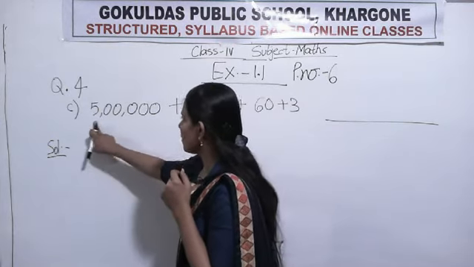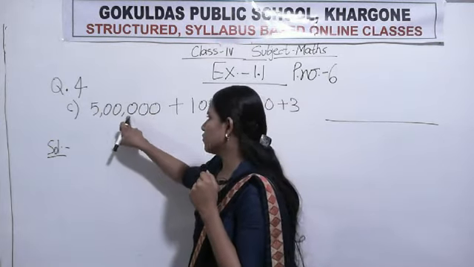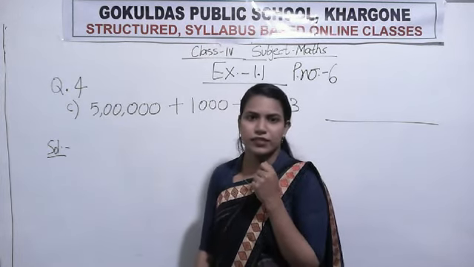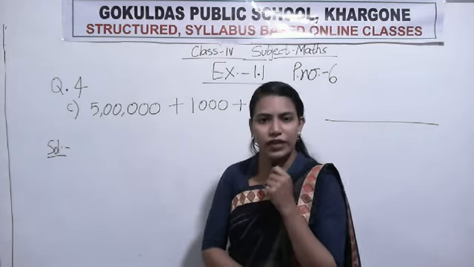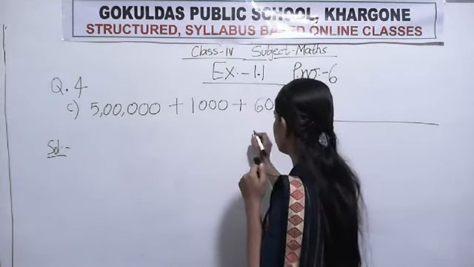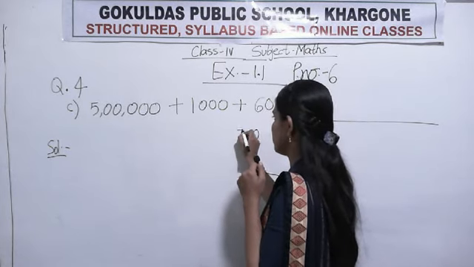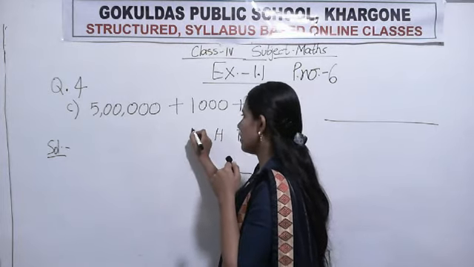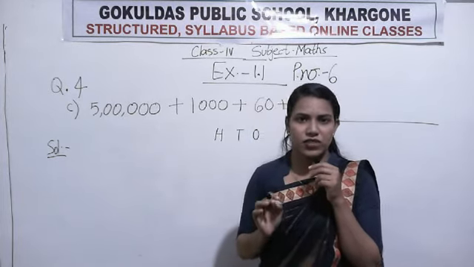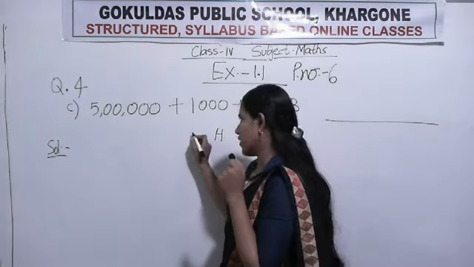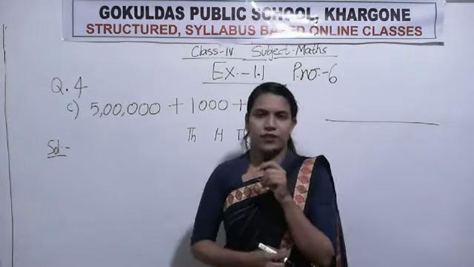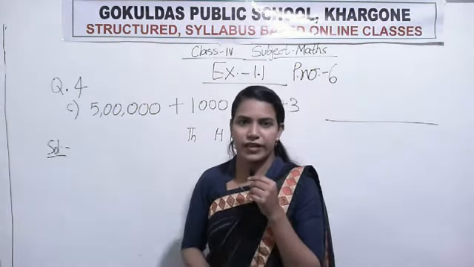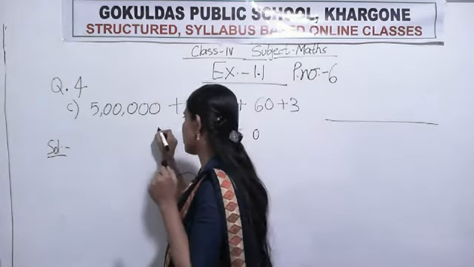First see how many digits are in the first number. 1, 2, 3, 4, 5, 6. So you have to make a place value table for 6 digits, right? So let's make it. Ones place comes to the left, tens place comes, then hundreds place comes, then after the hundreds what place comes? Thousands. Very good. Then let's guess what will come left to the thousands. Guess fast. Good. 10,000.